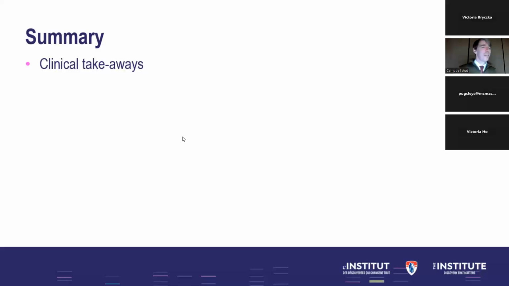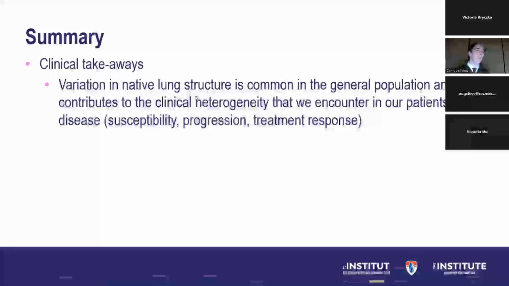So what are the clinical takeaways? We have clinical rounds and research rounds back at McGill, and the clinicians there are a tough audience. They're very pragmatic, and it's great. First and foremost, one thing that I appreciate now is that there's variation in native lung structure that is common, and it likely contributes to the clinical heterogeneity that we encounter in our patients with lung disease, both in terms of susceptibility, disease progression, and treatment response. While that's very observational, what do you do with that? I think it's helpful to me, and sometimes it's helpful when I explain this to patients. Not always.